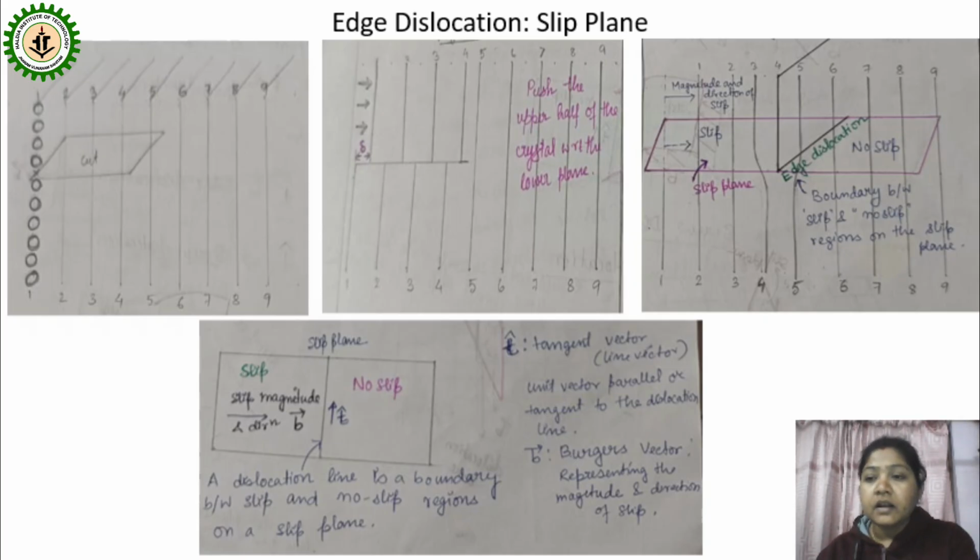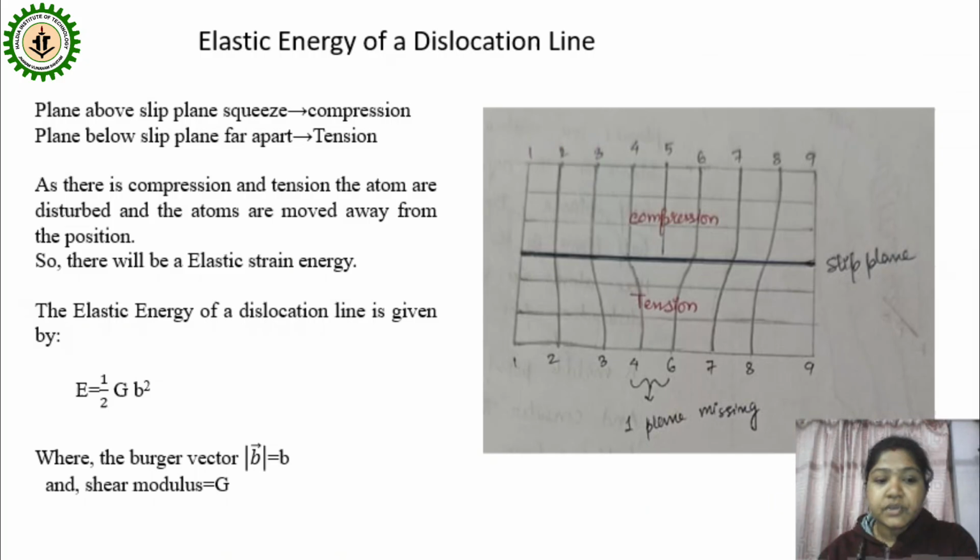Now come to the screw dislocation. This is the edge dislocation case. There is another energy, the elastic energy, given for the compression and tension zone. That is given by half G into B square, where B is the Burgers vector and G is the shear modulus.